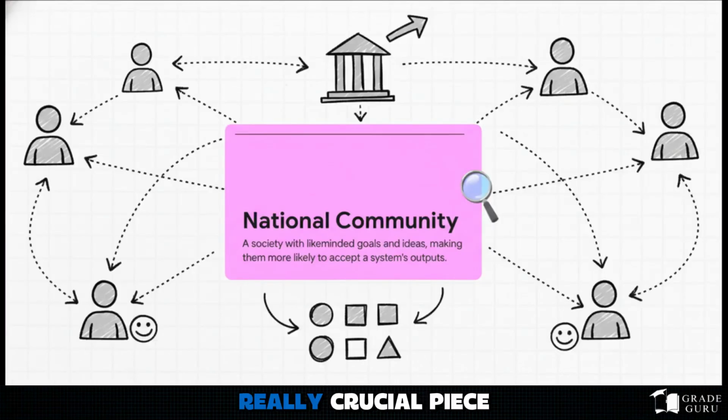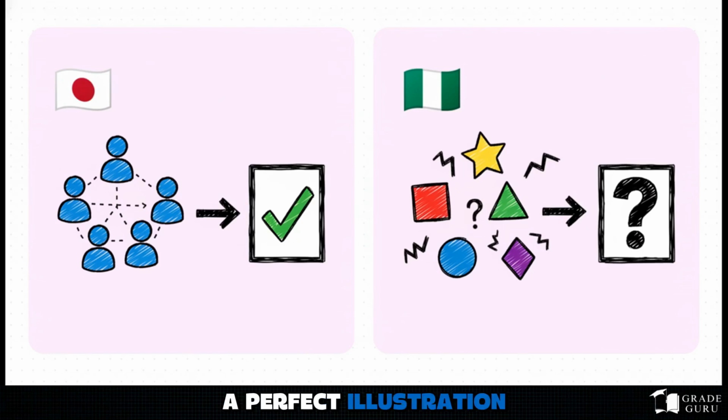Now, here's a really crucial piece of the puzzle. This whole system doesn't just happen in a vacuum, right? Its success totally depends on what Easton called the national community. Basically, if you have a society where most people share similar goals and ideas, they're way more likely to just accept the system's outputs. And this is a perfect illustration of that.